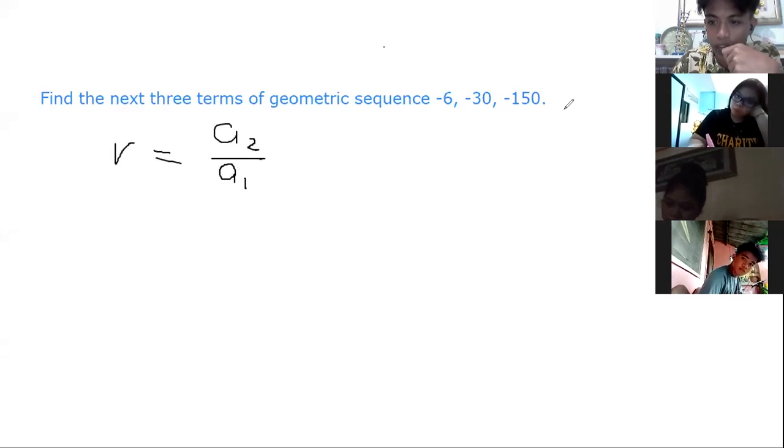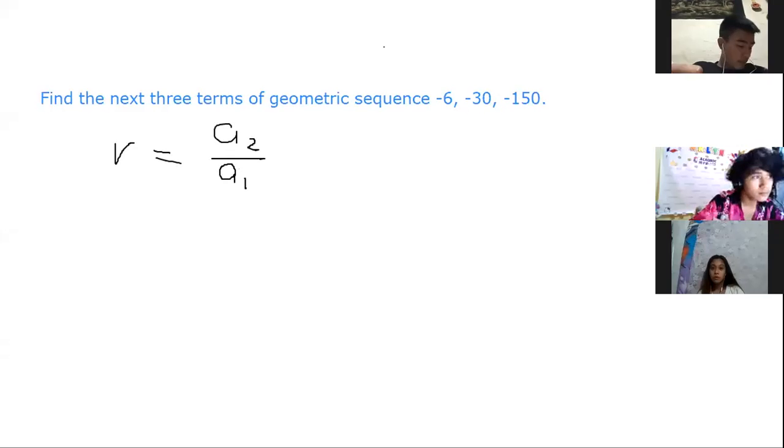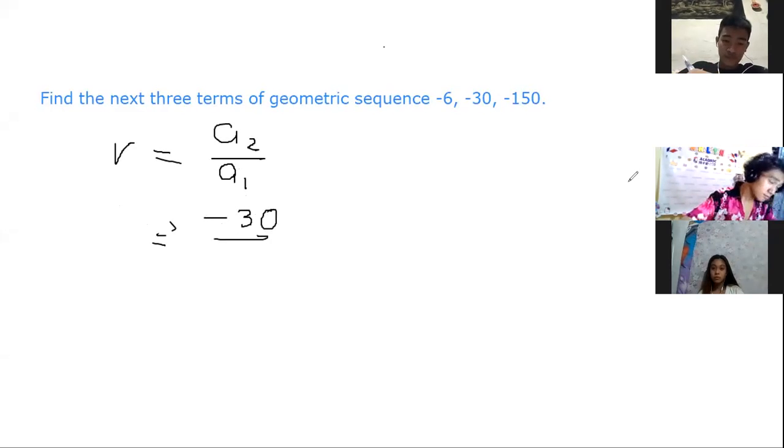Okay, question. Joyce, what is our a sub 2? Negative 30 po. Very good. The negative 30. Ayan, very good. Nakikinig. Over, ano naman yung ating a sub 1?